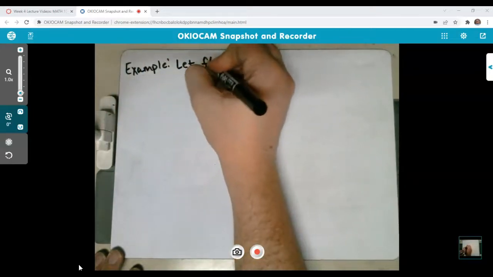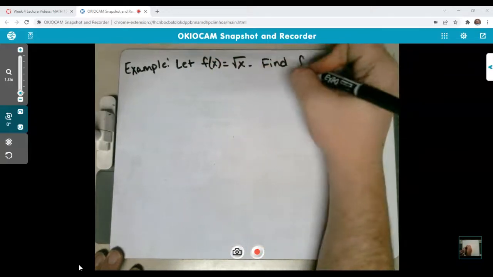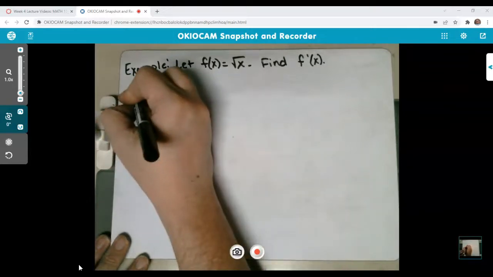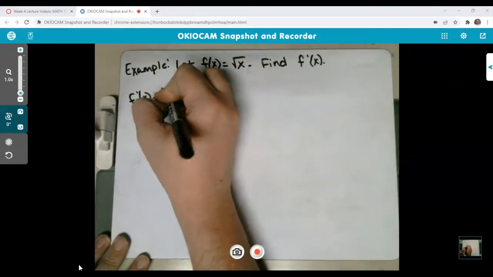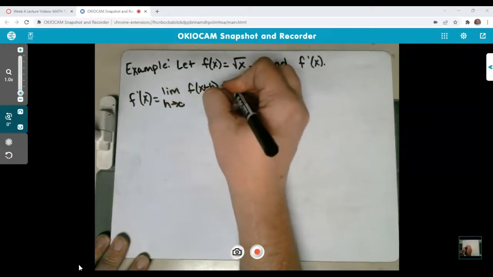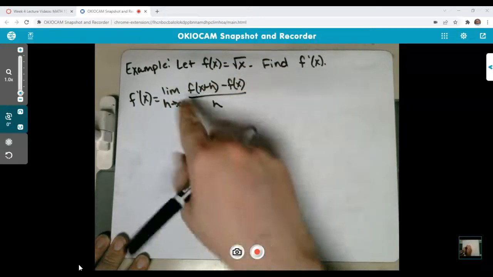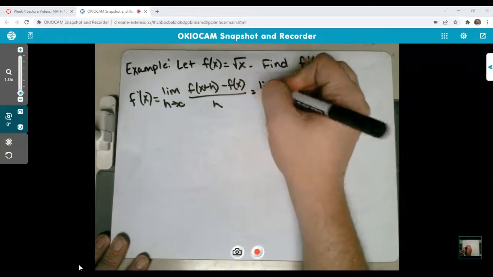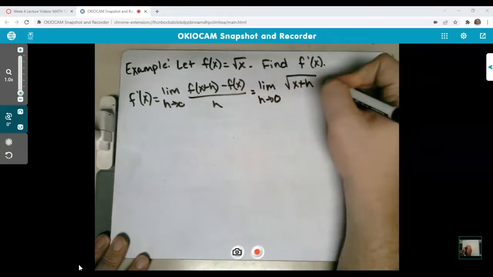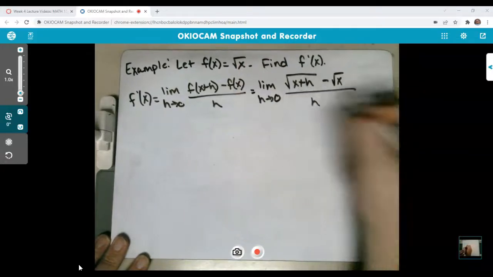Let f of x be equal to the square root of x, and we're going to find f prime of x. So again, f prime of x is equal to the limit as h goes to 0 of f of x plus h minus f of x all over h. Plug in an x plus an h, and that's going to be the square root of x plus h minus, plug in an x, square root of x all over h.